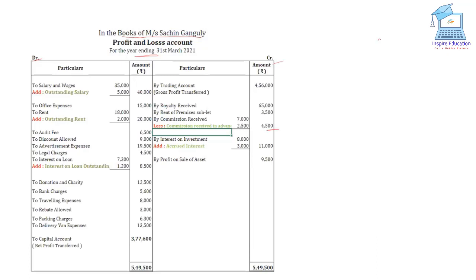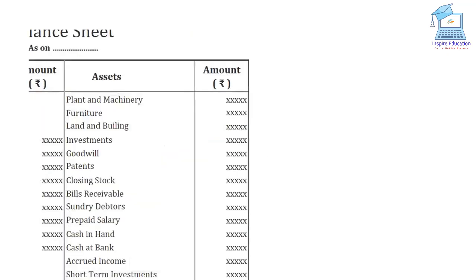Okay, now we are moving to the balance sheet portion. Before that, I am just going to show you the pro forma of a balance sheet, a standard pro forma of a balance sheet.